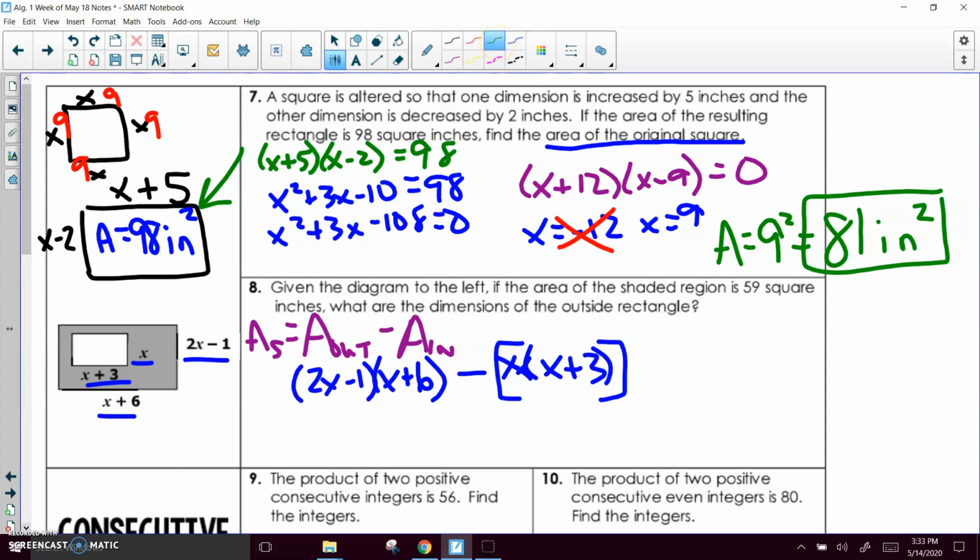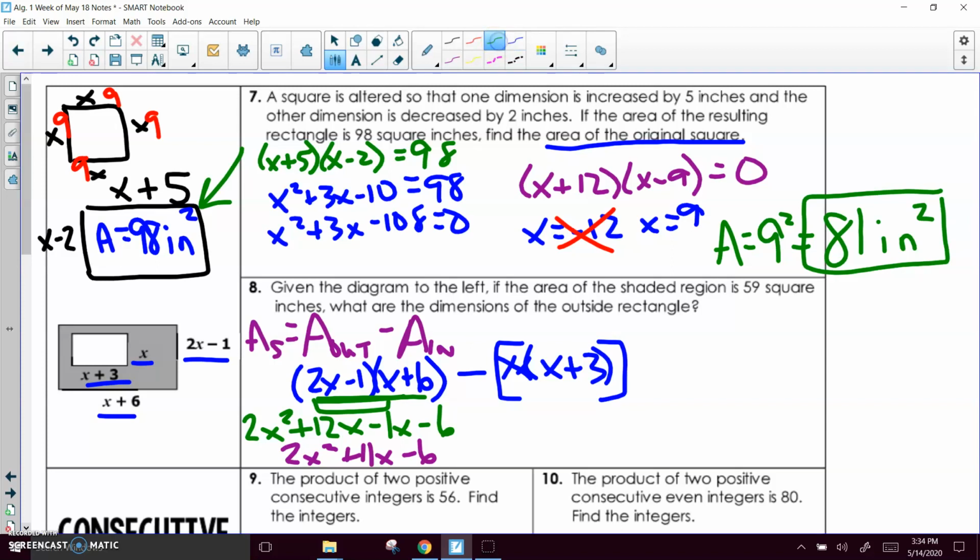Okay, let's simplify that. I need to FOIL my binomials on the left. So firsts gives me 2x squared. Outers gives me 12x. Inners gives me minus 1x. Lasts gives me minus 6. I simplify that and it gives me 2x squared plus 11x minus 6.